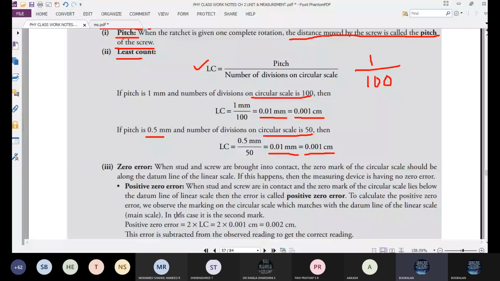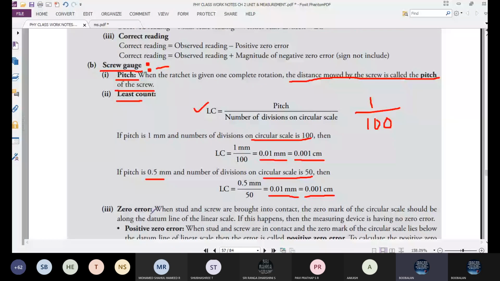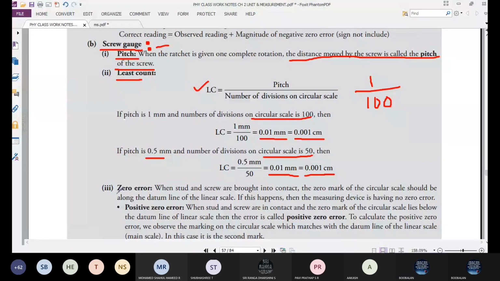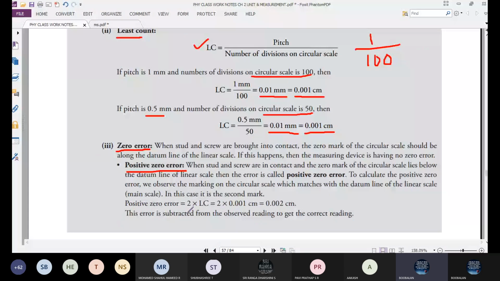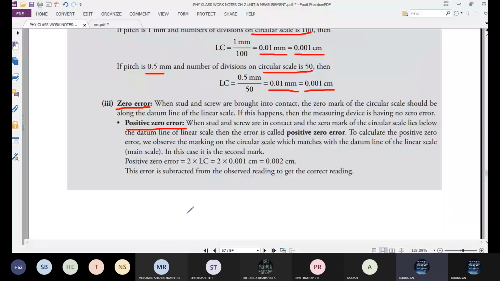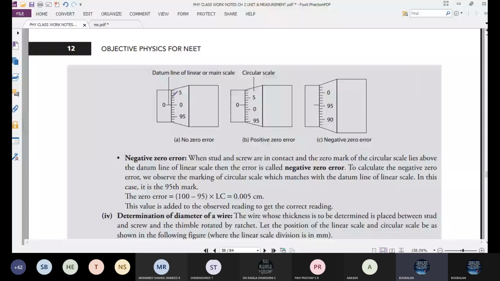Okay, so next one: zero error, positive error, negative error. Negative error, two things are there. See the diagram. Zero error means the main scale reading and the circular scale zero both coincide at the same place, so it is zero error. Otherwise, no error.